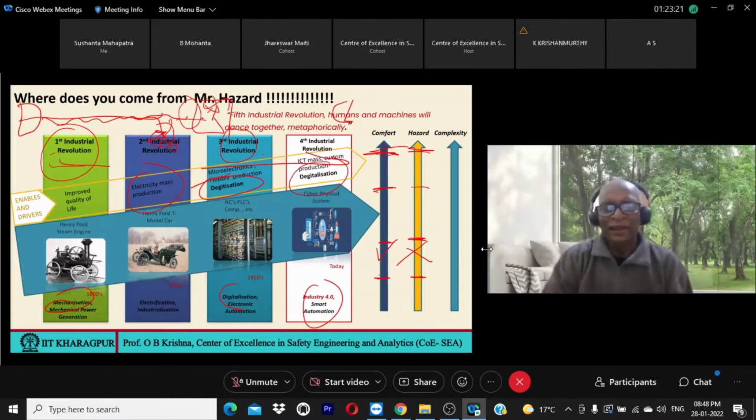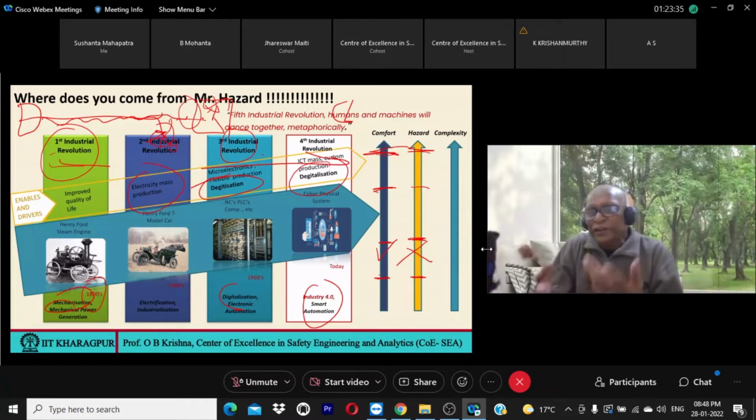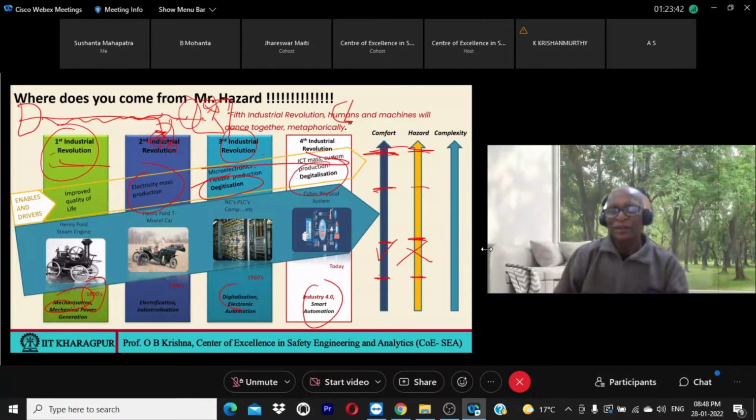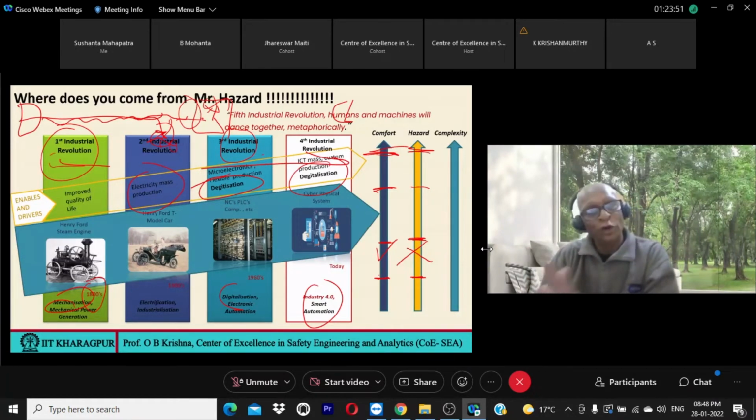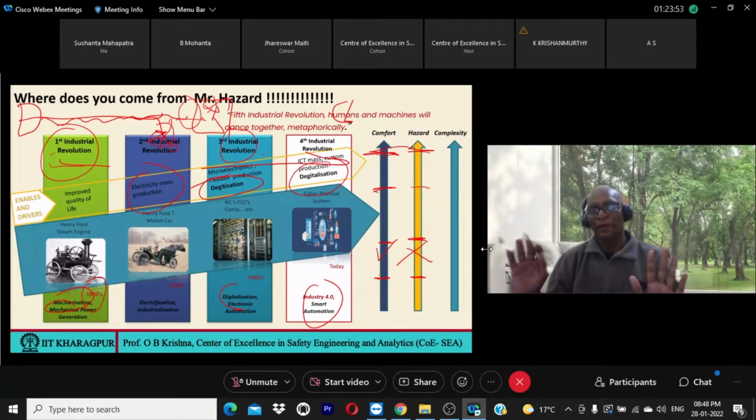Where have these hazards and risks come from? Before 1800, when there was no industrial revolution, we were going on bullock carts. We did not have any hazards. We were very happy, though it may take a long time and we were not very comfortable, but there were no hazards created by us. If you want to overload, the bullock will not agree. It will sit down.